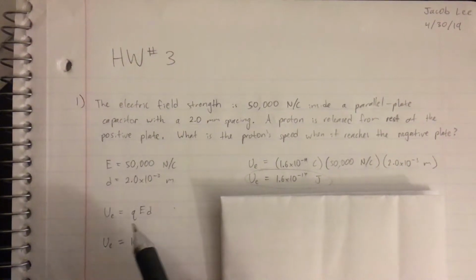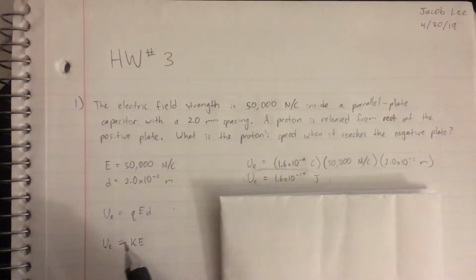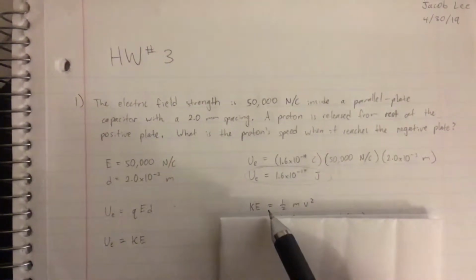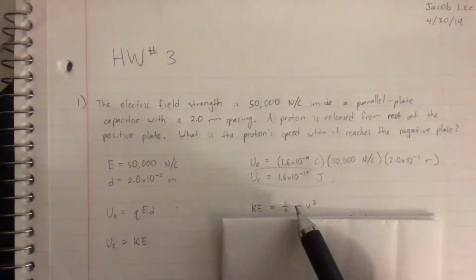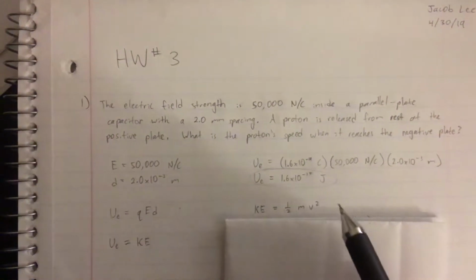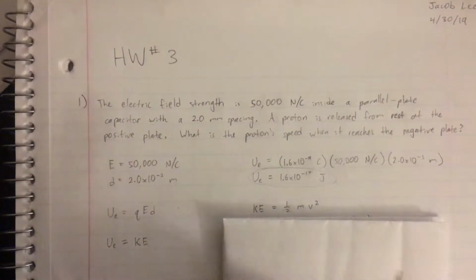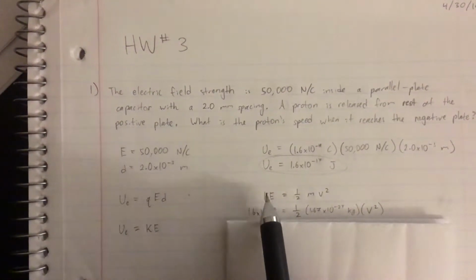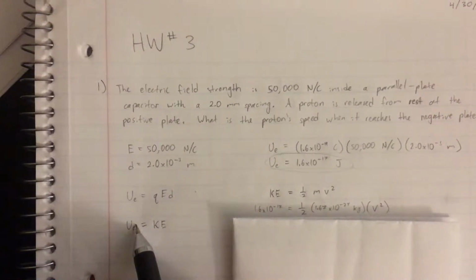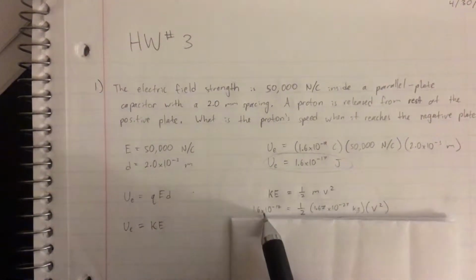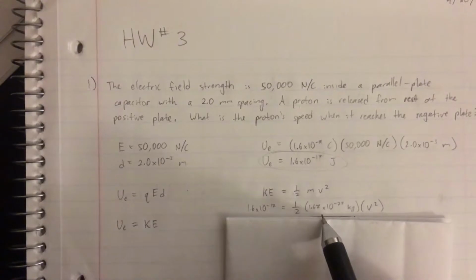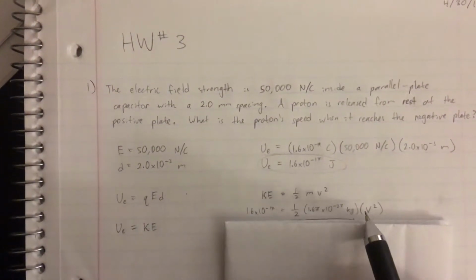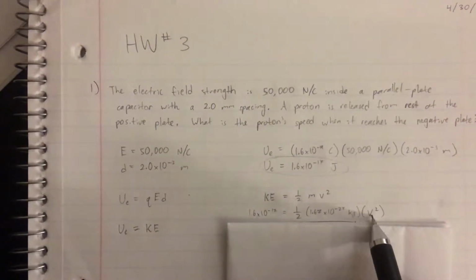And again, we said earlier, the electric potential energy is equal to kinetic energy. And kinetic energy we know is equal to 1/2 times mass times the velocity squared. So now filling in our values, again, kinetic energy equal to our electric potential energy, so we just move that value down. We have our mass of our proton, which is in kilograms, and we're just solving for velocity here.